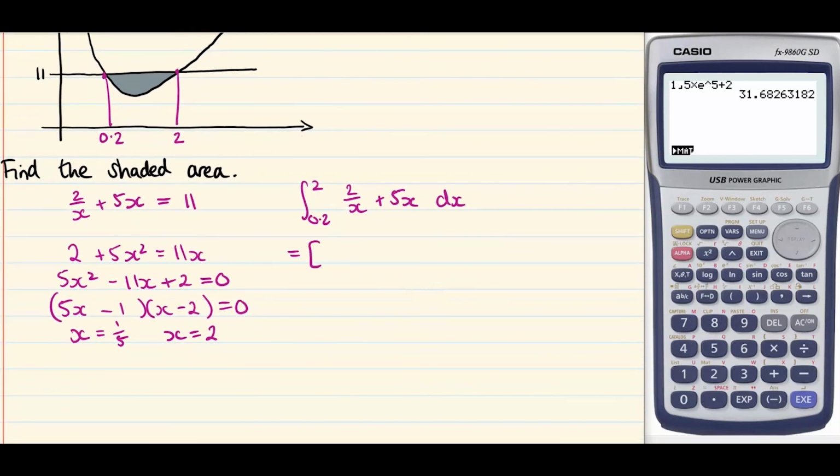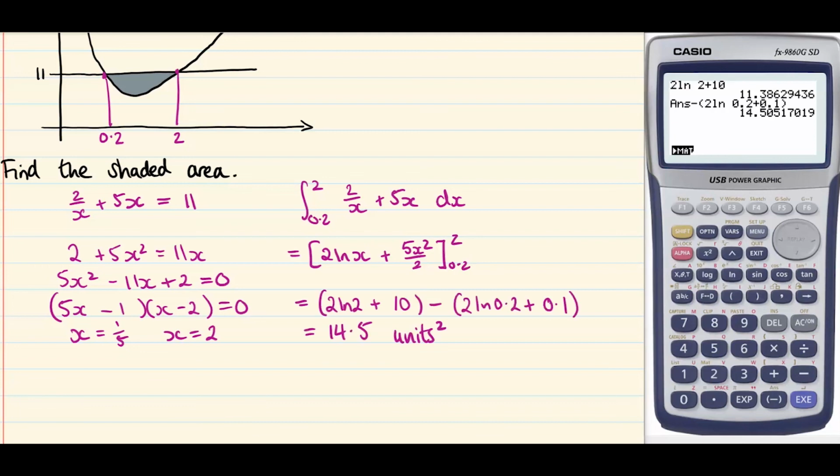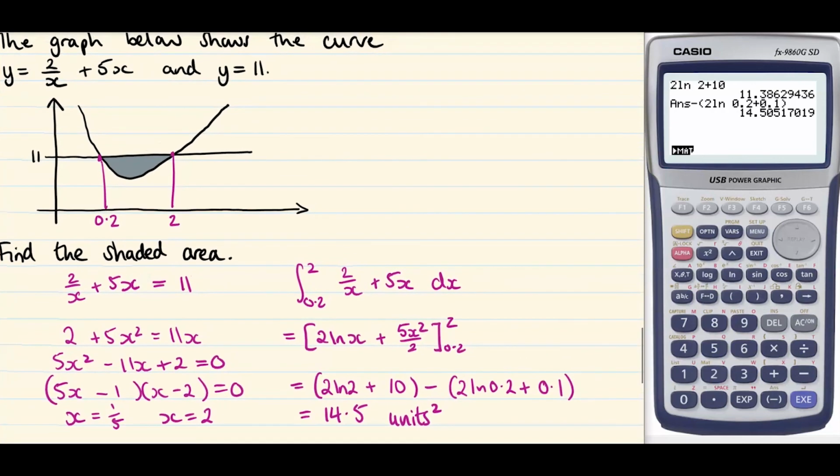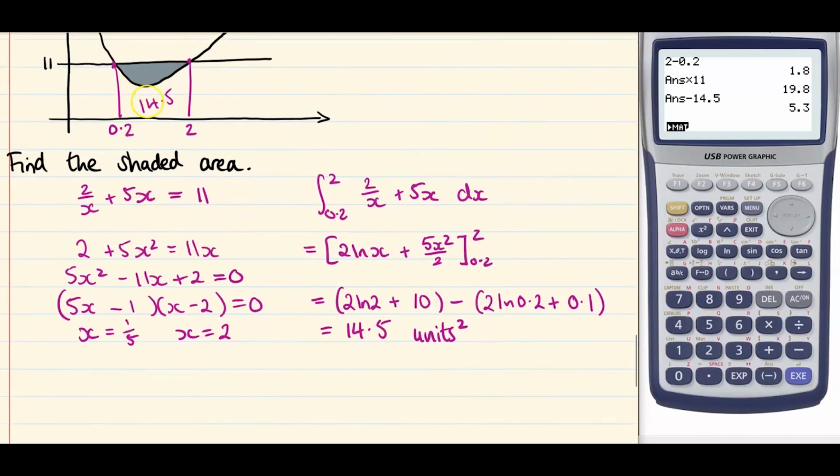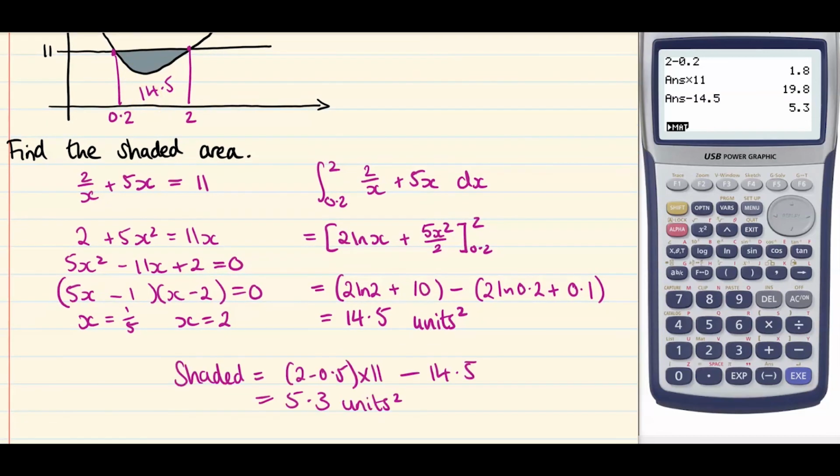That's equal to 2 ln x plus 5x squared over 2. And then we'll substitute in our limits. And that comes to 14.5 units squared. Under the curve, that would be the 14.5. So we need to subtract it from this rectangle here to actually find the shaded area. And that comes to 5.3 units squared.